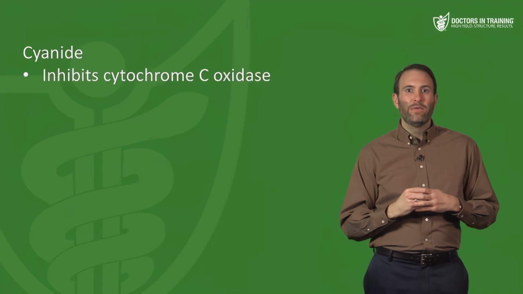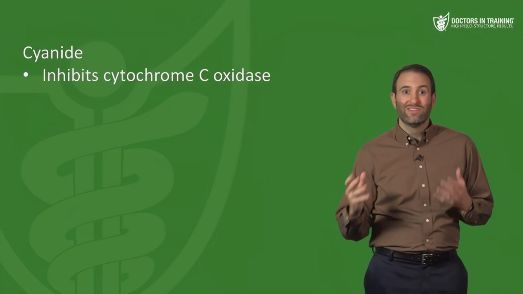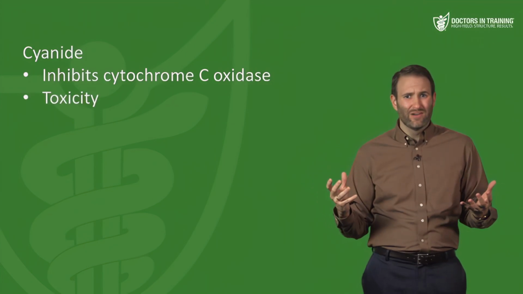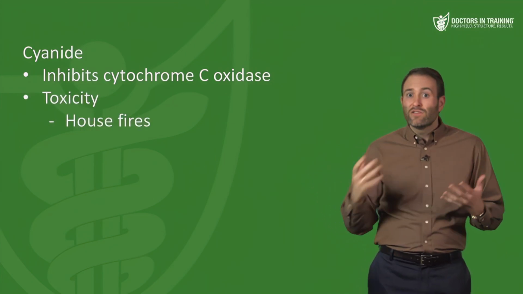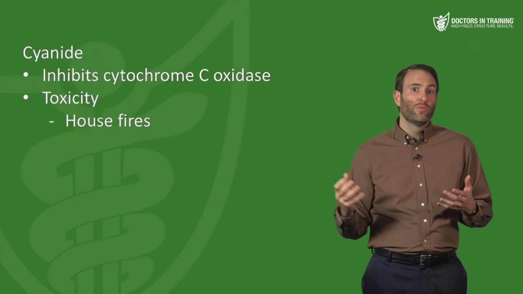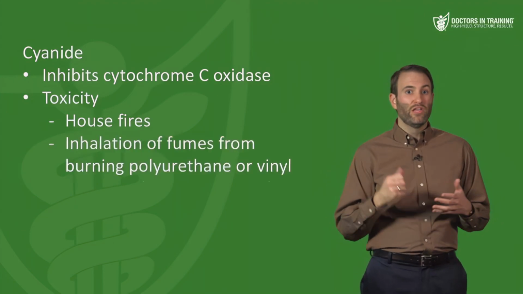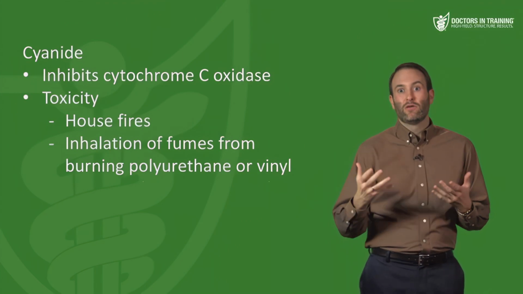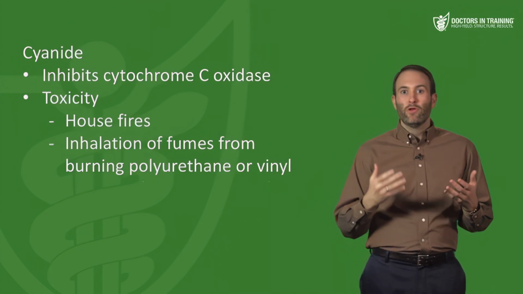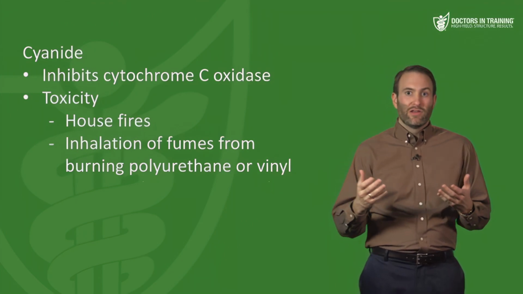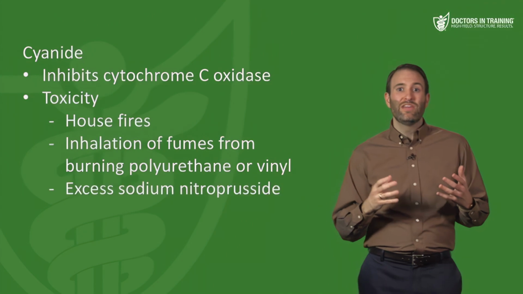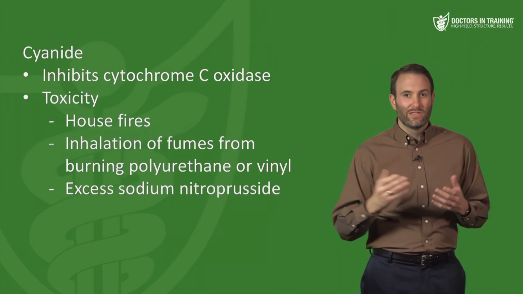Next, we have cyanide toxicity. Cyanide acts by inhibiting cytochrome C oxidase, so cells are then unable to use oxygen. So who gets cyanide toxicity? Well, if you've been in a house fire, you might get it. Poisoning can also occur by inhalation of fumes from burning polyurethane or vinyl, but it can also be found in simple things like tobacco smoke, almonds, apple and orange seeds, and bamboo shoots. Now, those aren't going to kill you right away, but it is a chronic exposure. The other way is if you receive an excess of sodium nitroprusside.